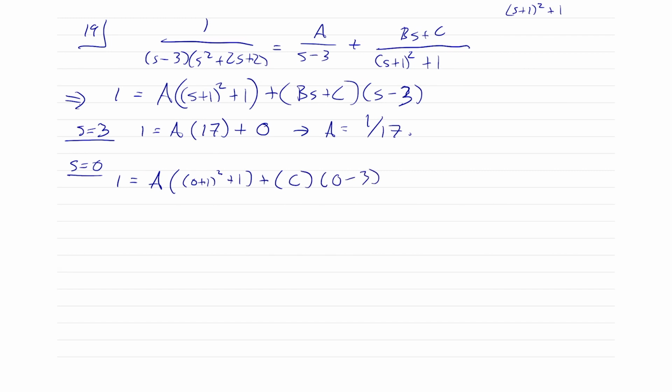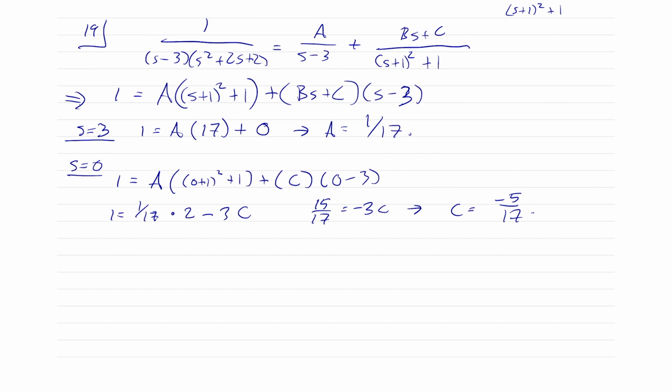And so we know that A is actually 1/17, so we get 1 is equal to 1 over 17 times 2, plus, or say minus 3C. All right, now I can go ahead and use that to figure out what C is. So we have 1 minus 2/17, so that is going to be 15 over 17. And it is equal to minus 3C, and so that tells us that C is equal to minus 5 over 17.